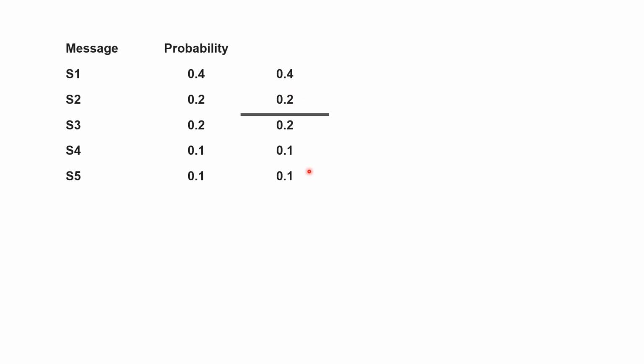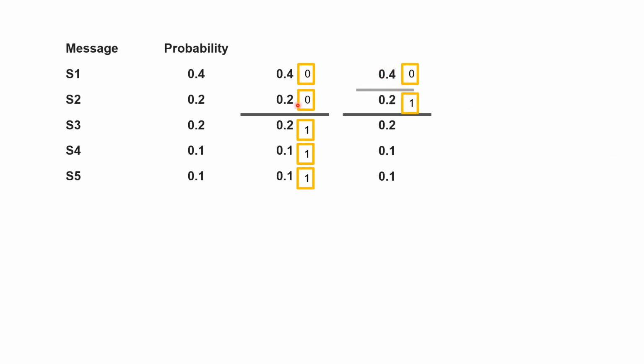Here it is 0.6 and here it is 0.5. So I am assigning 0 to the upper part and 1 to the lower part. Again, in the next step, there are only two probabilities here, so let us divide them. When we divide them, again 0 is allotted to the upper part and 1 to the lower part.